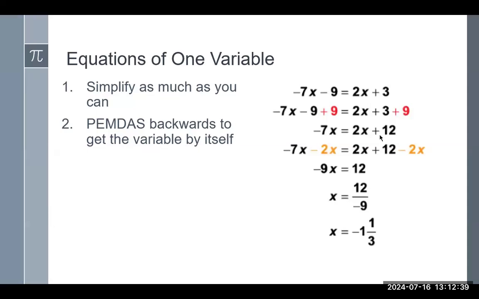Now, in a move to get all of the variables on one side, we've decided to subtract 2x on both sides here. So that's what this whole shebang in yellow is all about. We're taking negative 7x minus 2x, then 2x plus 12 minus 2x. Now 2x minus 2x is gone. Now we have negative 9x equals 12. And we just divided by negative 9 on both sides, and that turns into 1. Now we have 12 divided by negative 9. And if you were to simplify the fraction, this is what you would get.